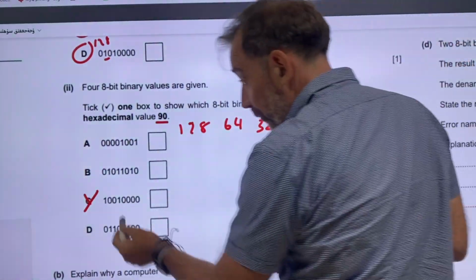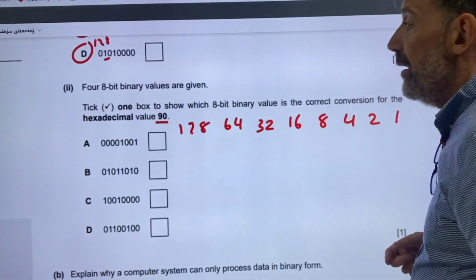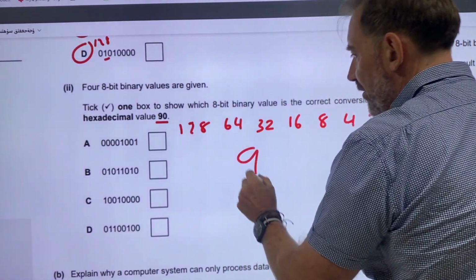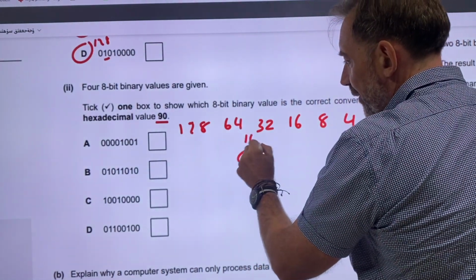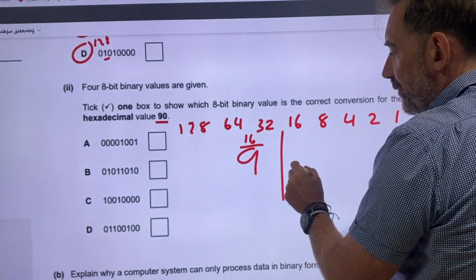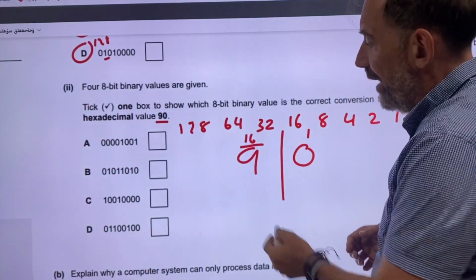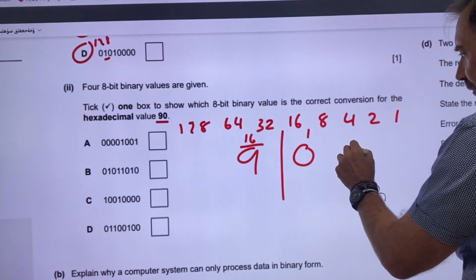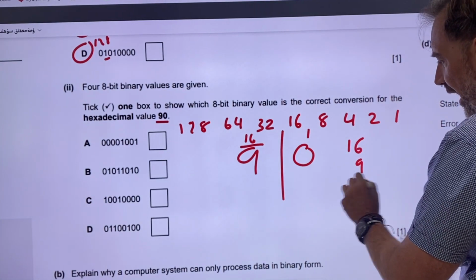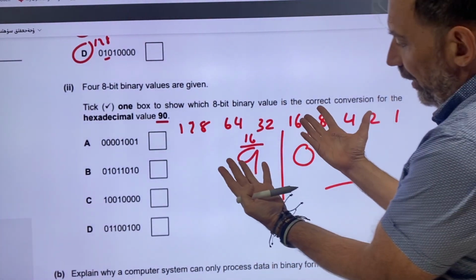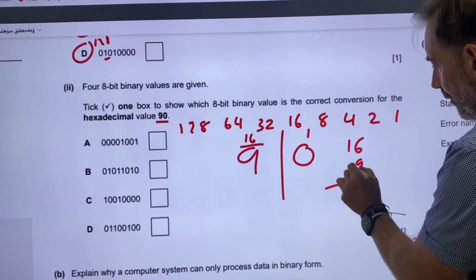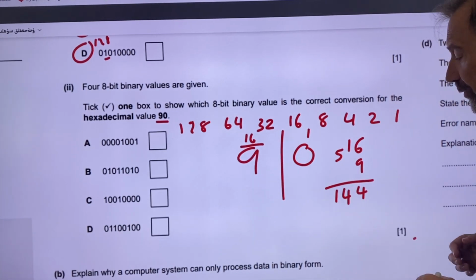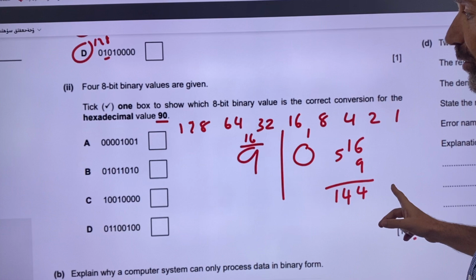Okay, so it could be that one. Let's not rule things out, because they like to put in trick questions. So if we take 90, that's 9 lots of 16, and 0 lots of 1. It's basically 9 16s. So 9 times 16, 16 times 9. 9 sixes are, after our fingers, 54. 9 ones are 9. 144 is the answer we're looking for.